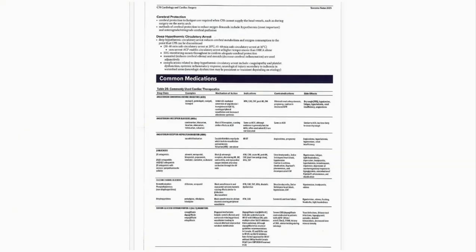Calcium channel blockers. This class is divided into two groups. Non-dihydropyridine, examples diltiazem and verapamil. These agents block calcium channels in both cardiac muscle and vascular smooth muscles, reducing heart rate and myocardial contractility while also producing vasodilation.